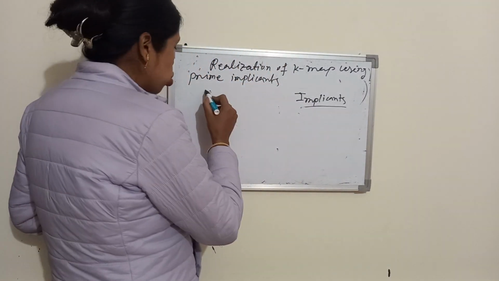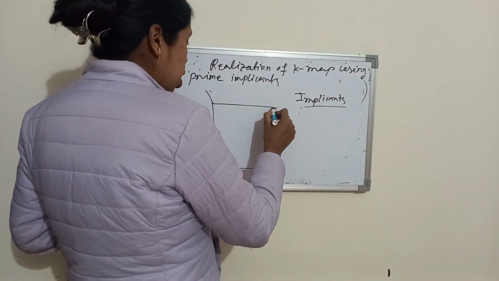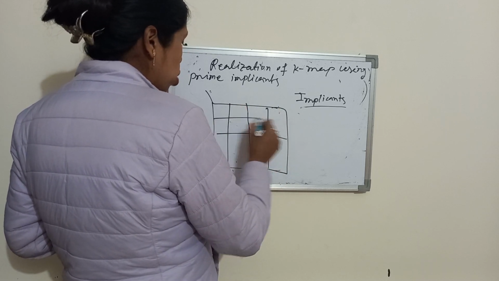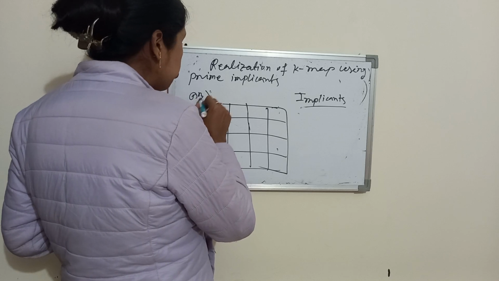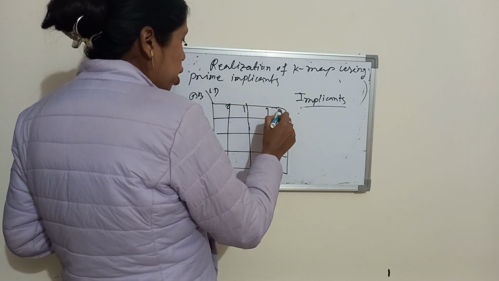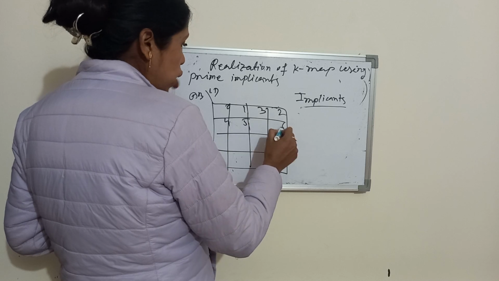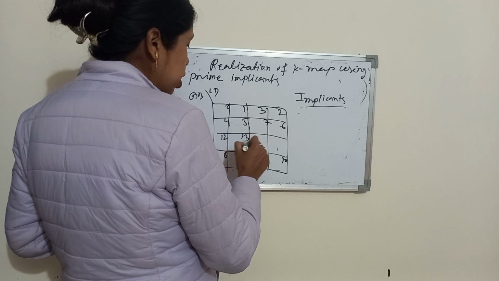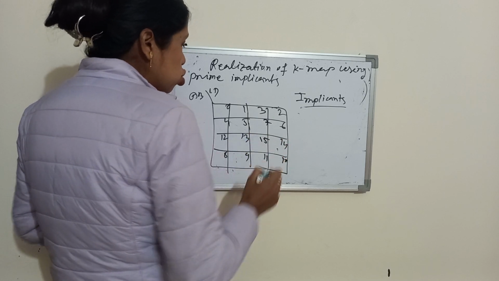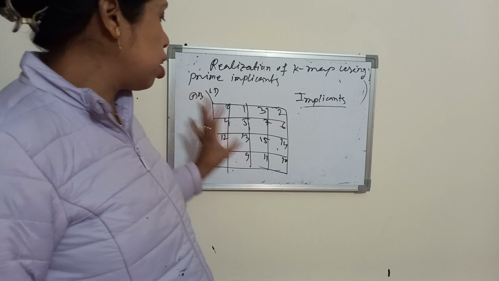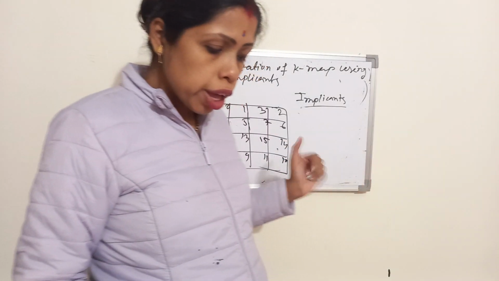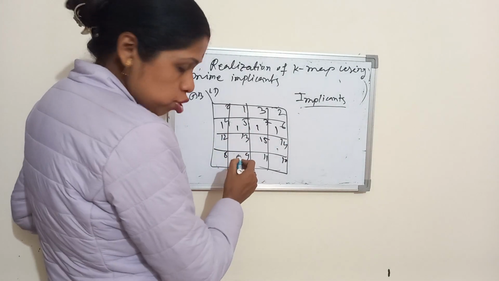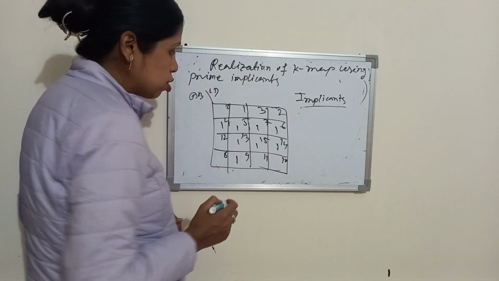I am showing you one example here. Here I am drawing a K-map. There is a four variable K-map with cells 0, 1, 2, 3, 4, 5, and I am marking 8, 9, 10, 11, 12, 13, 14, 15. There are a total of 16 cells in a four variable K-map, as all of you know. Now I am putting logical 1 in some cells.